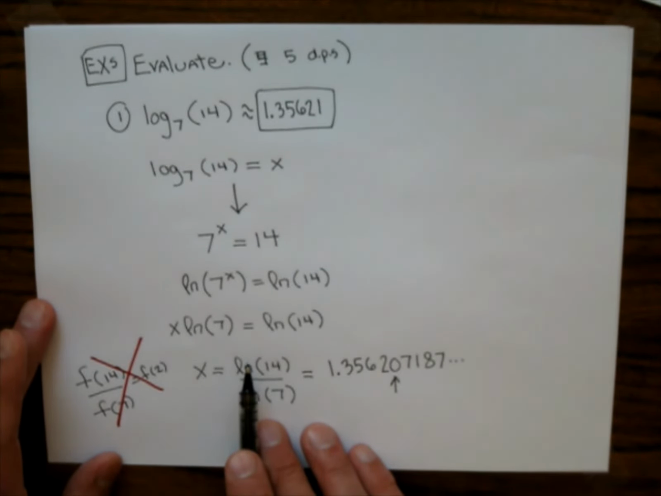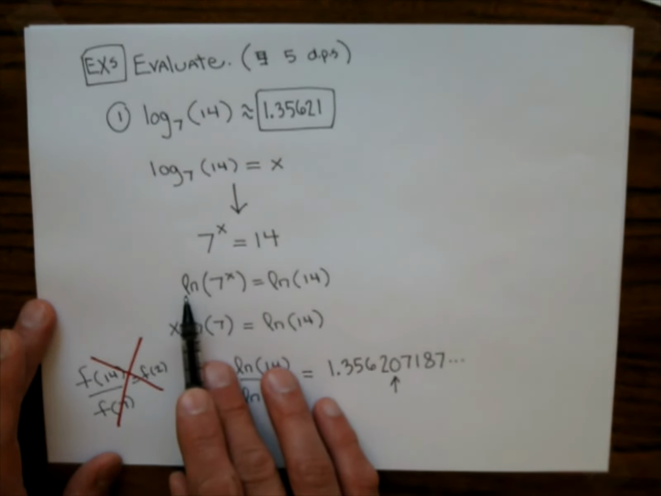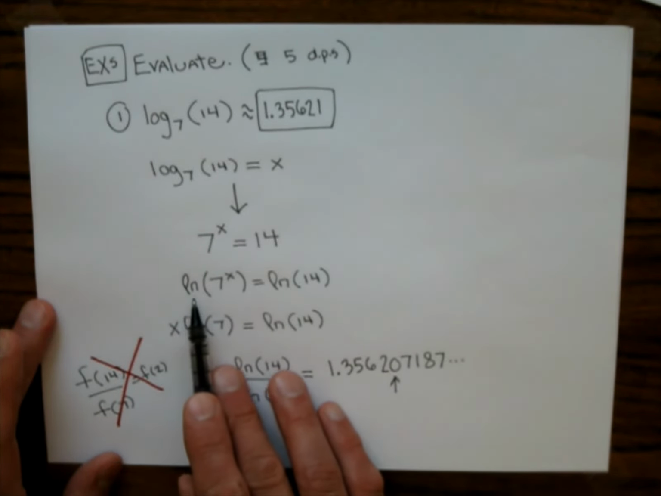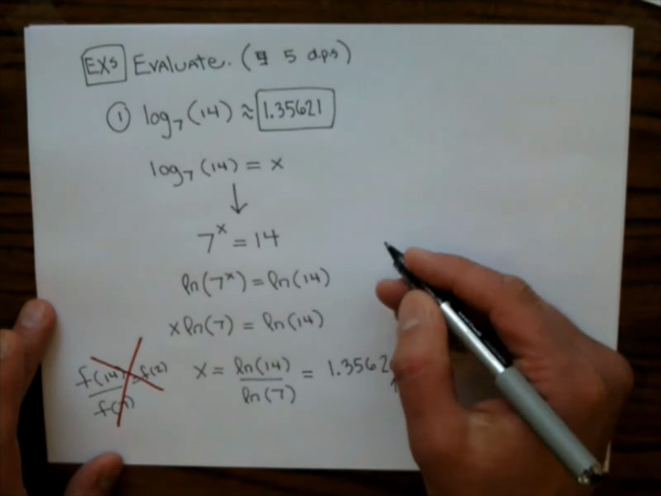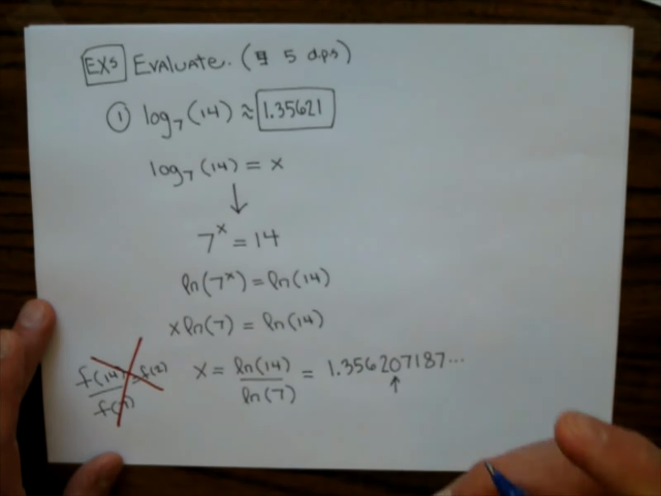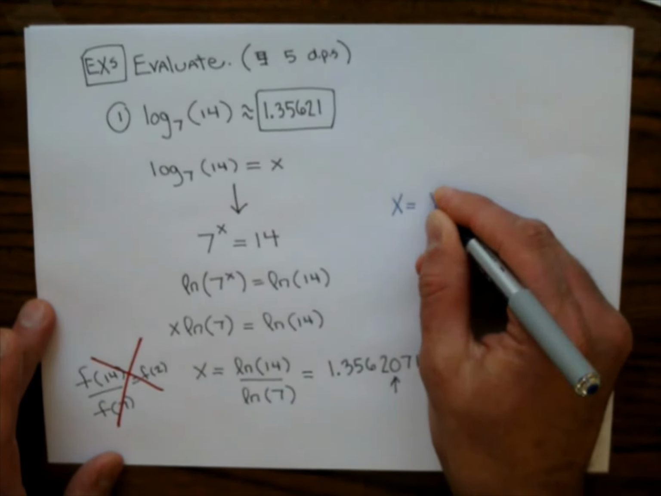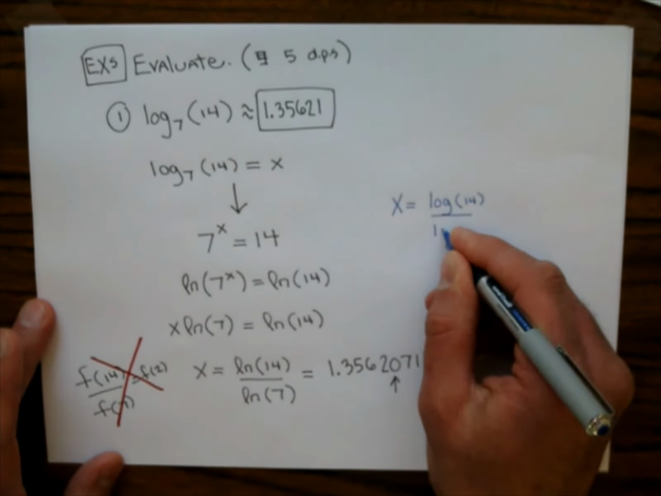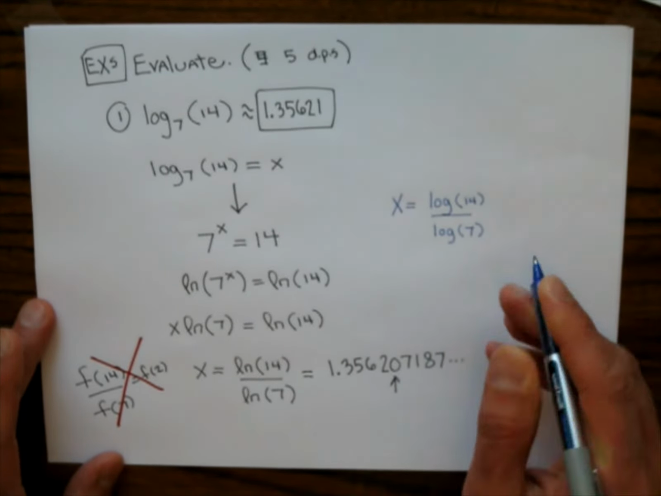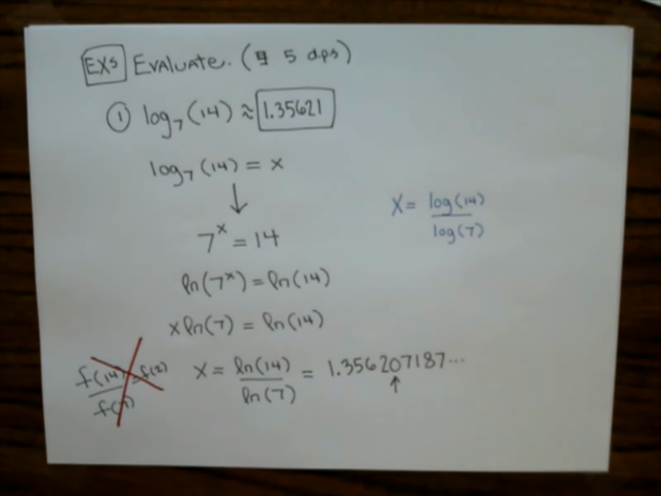But here's the deal. Remember when I LN'd both sides? I could have LOG'd both sides. If I LOG'd both sides and you follow this through, so we're done with the problem, so I'll use blue ink. If I used LOG, I would have got log 14 over log 7, which I could put on the calculator right now. Oh, look what I got. I got the same answer.